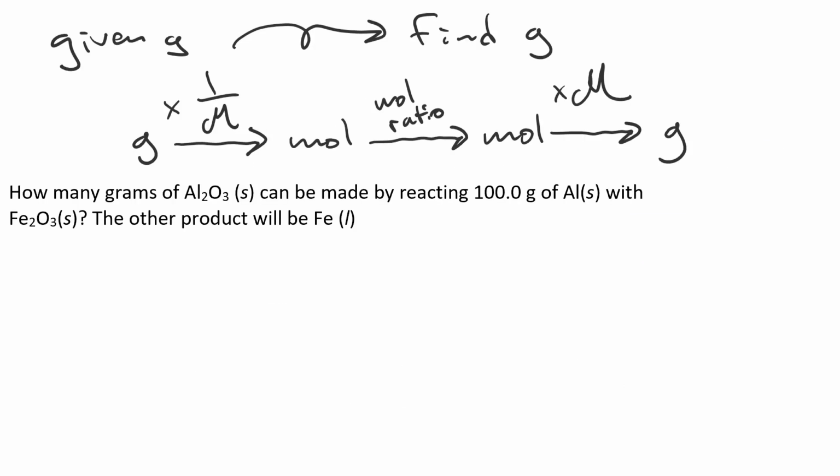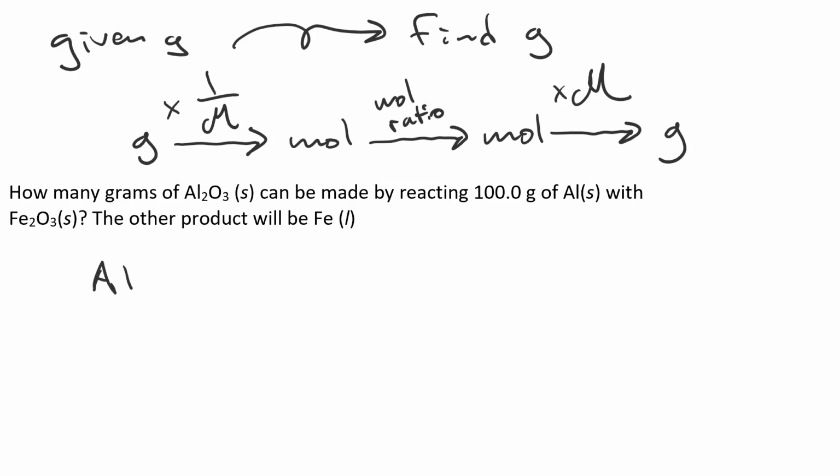Here is an actual stoichiometry question that gives grams of one reactant and asks you to find grams of product that can be produced. The question is, how many grams of aluminum oxide solid can be made by reacting 100 grams of solid aluminum with iron 3 oxide? The other product will be liquid iron. The first thing we need to do is write a balanced equation.